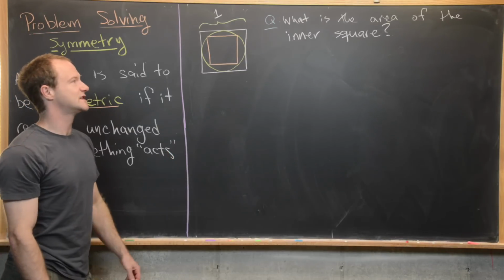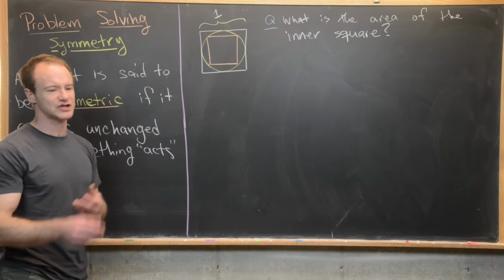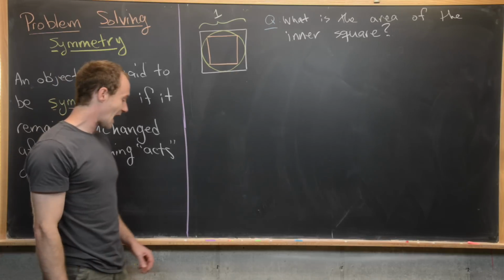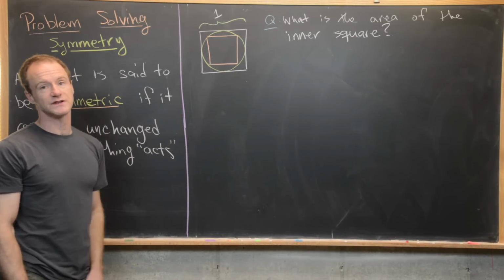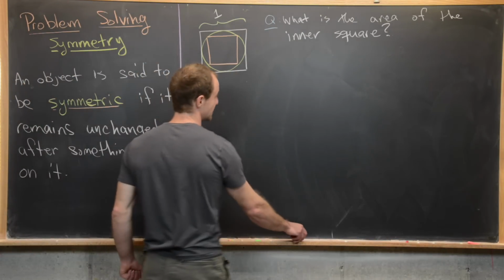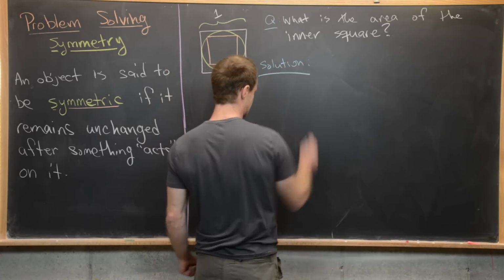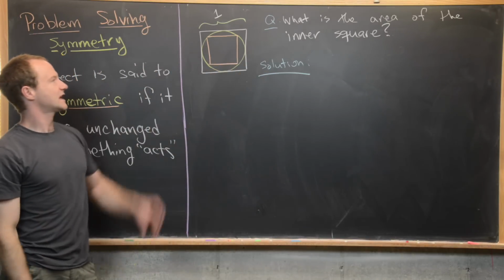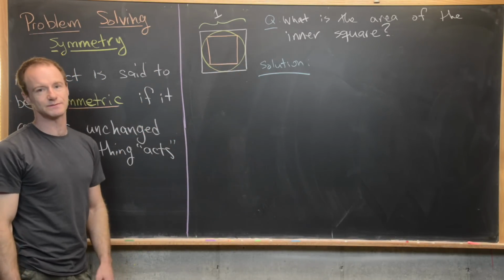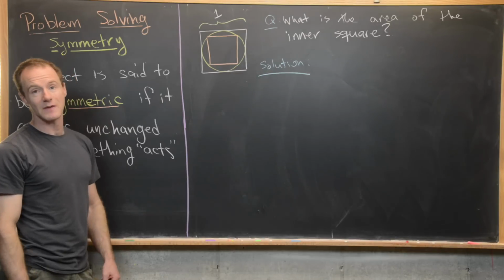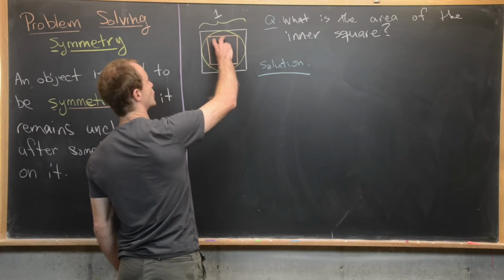There's a solution to this that will not use symmetry, that will involve the Pythagorean theorem and just some algebraic manipulation. I'll leave it to you guys to find that solution if you want to. I want to use a solution that involves symmetry. So here's my solution. If we look at this, what can we do so that we can put some more symmetry into this picture? I think maybe the best bet is to rotate this inner square.